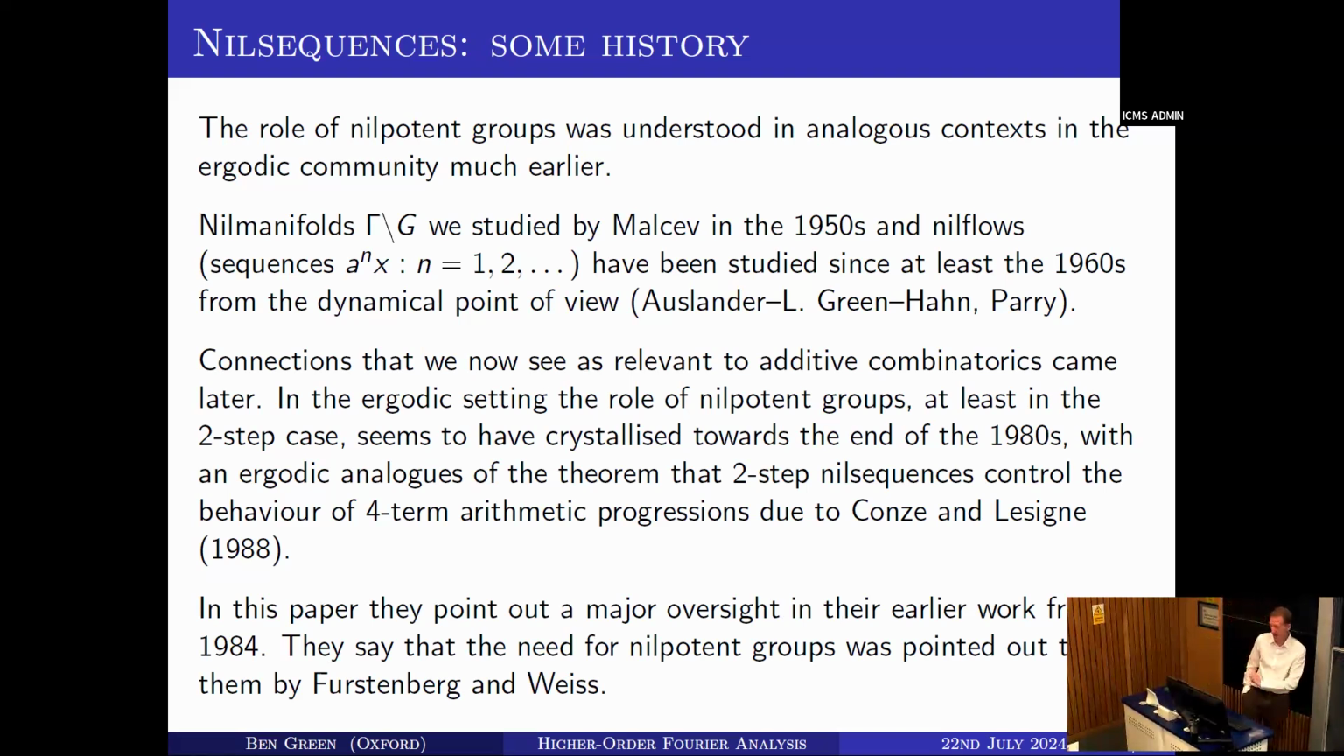And they say in their paper that the need for nilpotent groups was pointed out to them by Furstenberg and Weiss. So clearly, Furstenberg and Weiss should take quite a bit of the credit for this idea that nil sequences are relevant in additive combinatorics. And I think that's the first place, in 1988, where one sees this. This 88 paper of Conze and Lesigne is extremely short. It's really just an announcement, like 2 pages.